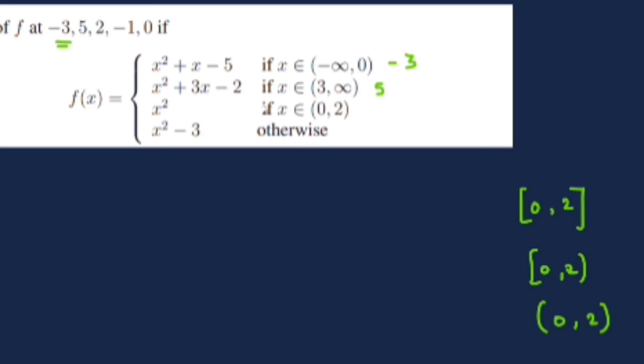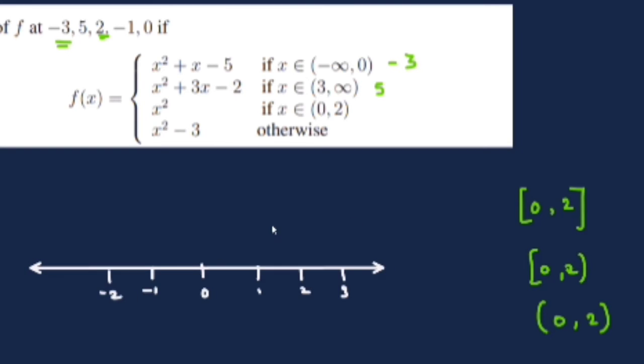So now tell me where is 2? So minus 3 is in this interval, minus infinity to 0. Where is 5? 3 to after 3, 5 comes. So that is in this interval. That is correct? Okay. Now where is 2? It is 0 to 2. 0 is not included. 2 is also not included.